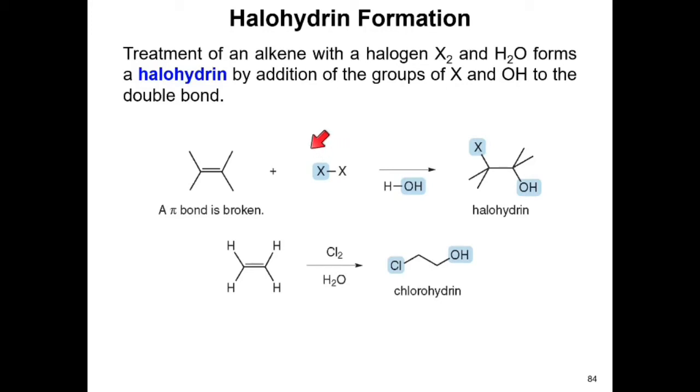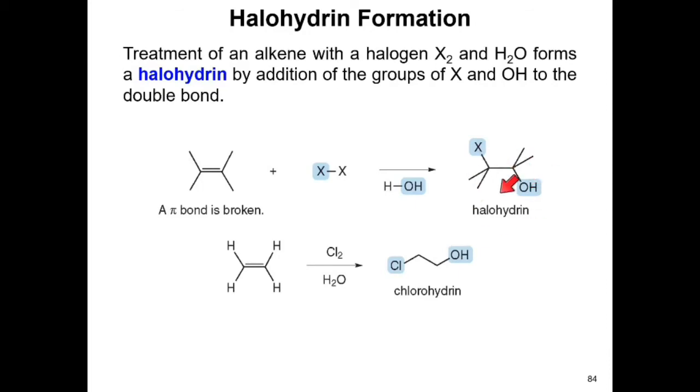And this results in the addition of the halogen atom. In addition, we also have the cleavage of the sigma bond between the oxygen and one of the hydrogen atoms, which results in the formation of the hydroxy group, the sigma bond between the carbon and the oxygen in the hydroxy group.